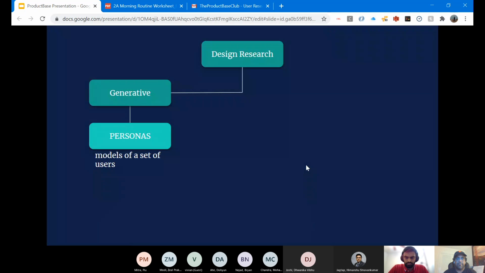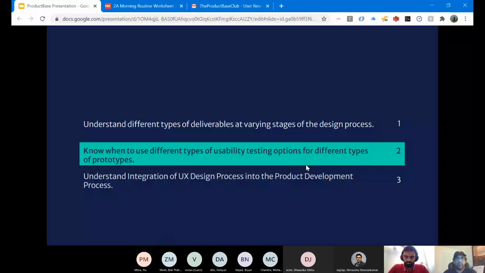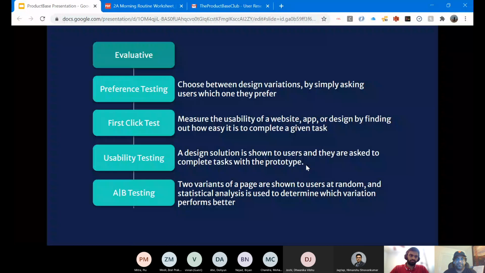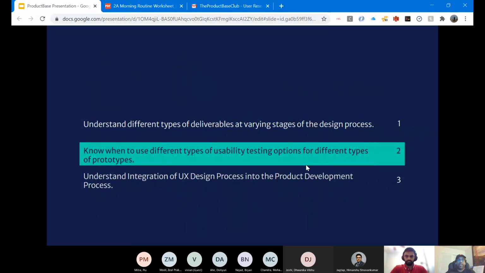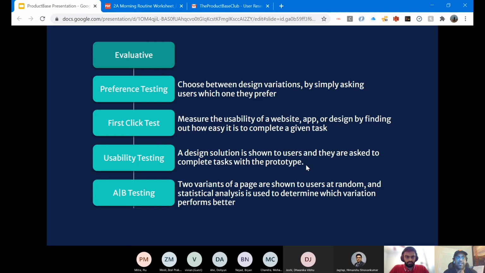I don't want to spend too much time, but imagine a scenario where you've done your persona research, you've done your customer journey maps, and once you've come up with, let's say, 2 versions of a sign up page or a version of a payment page, how do you know whether any of these prototypes are actually working, right? And what sort of usability testing options do you want? So in that scenario, there's 4 different types of tests.